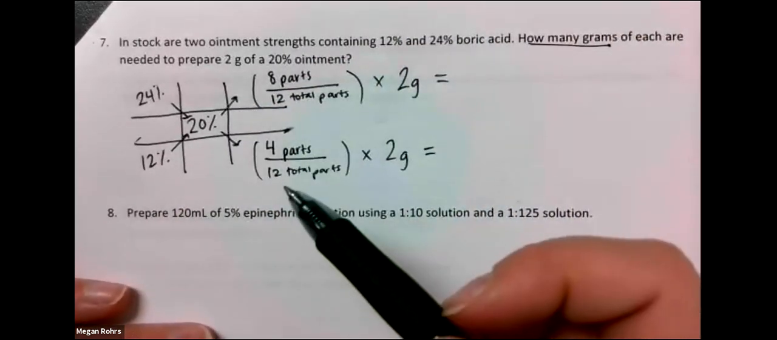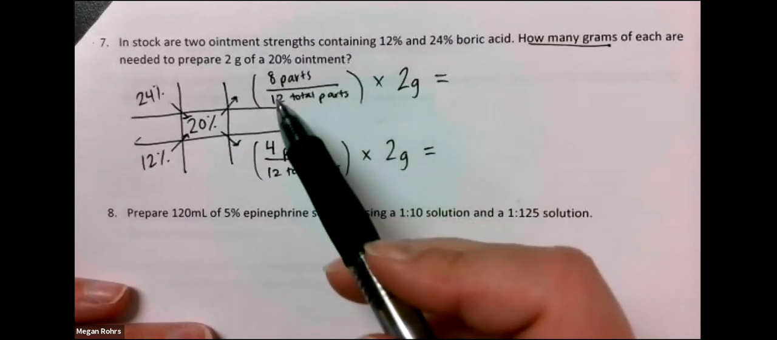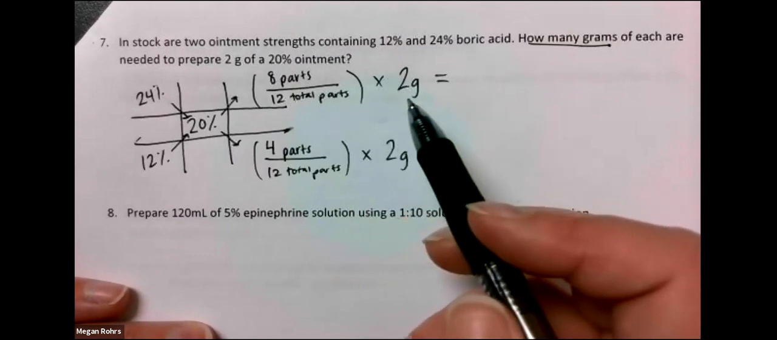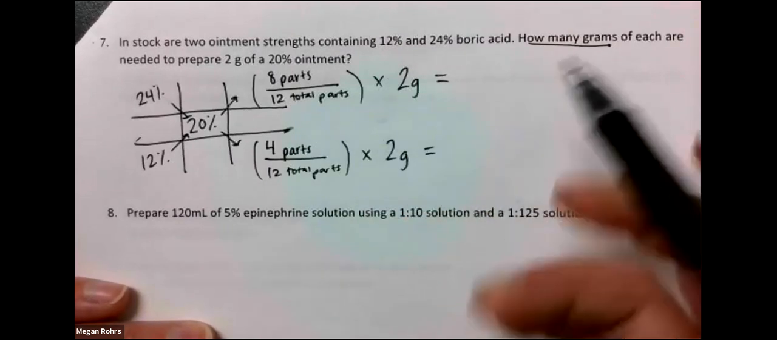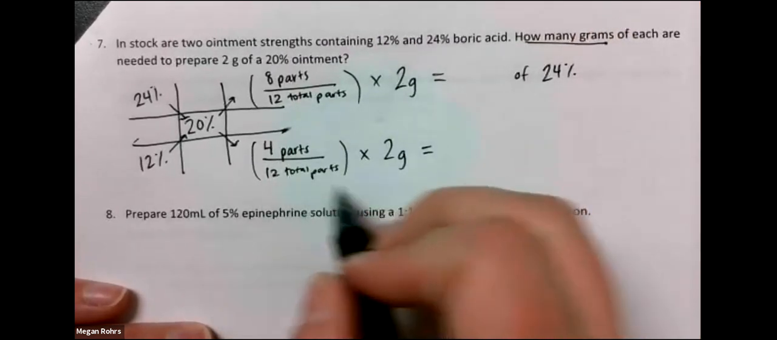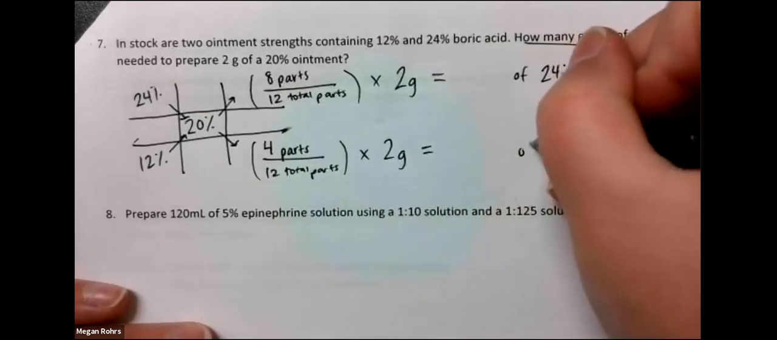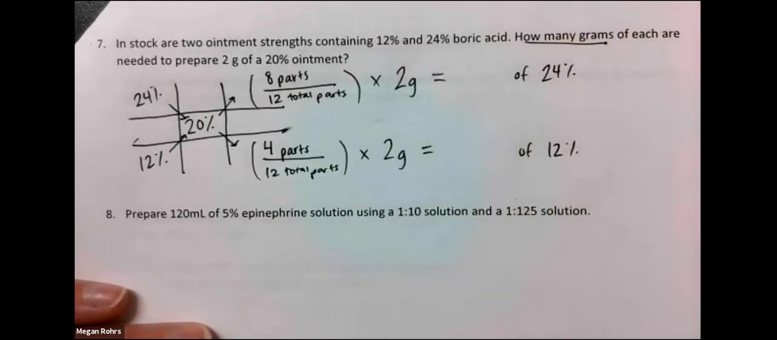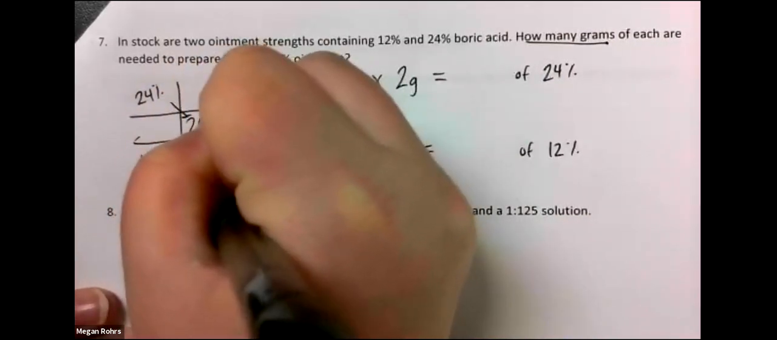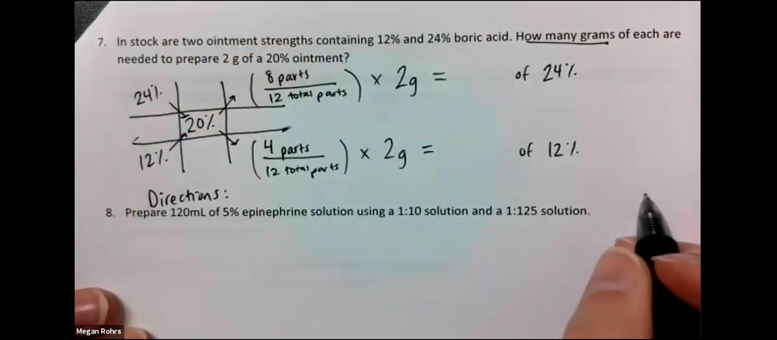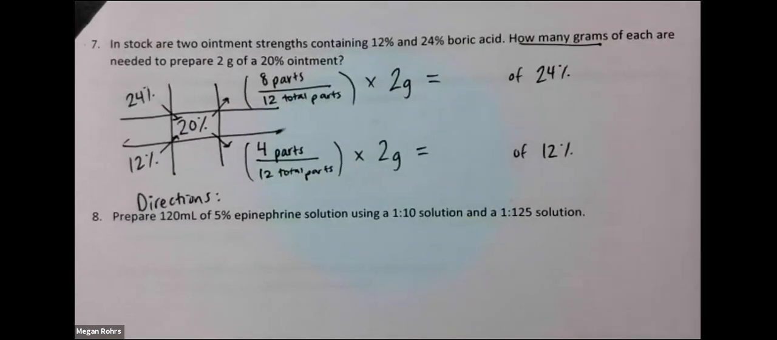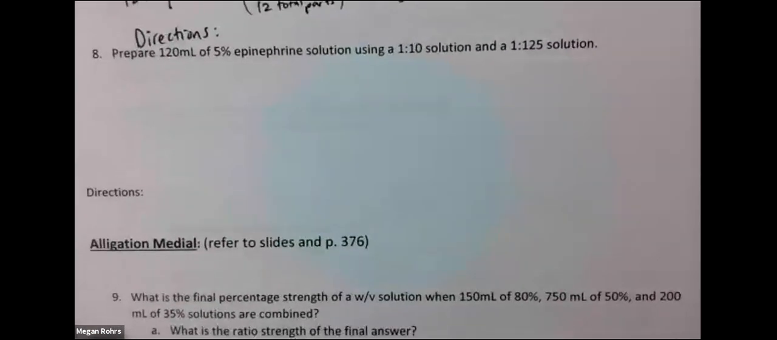So now from here, you should be able to solve. So do your division part first, leave that in your calculator, then take that times 2. That's going to give you your amount of 24%. Same thing here, solve this one. That's going to give you your amount of 12%. Then what I would like you to do is write out the directions for this compound. After you have completed number 7, then you can move on to number 8.